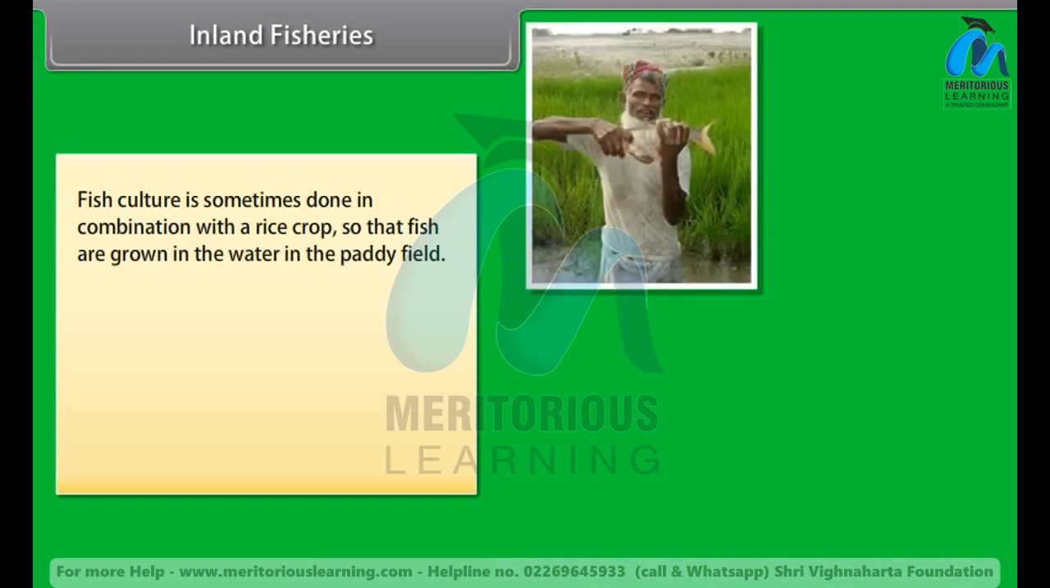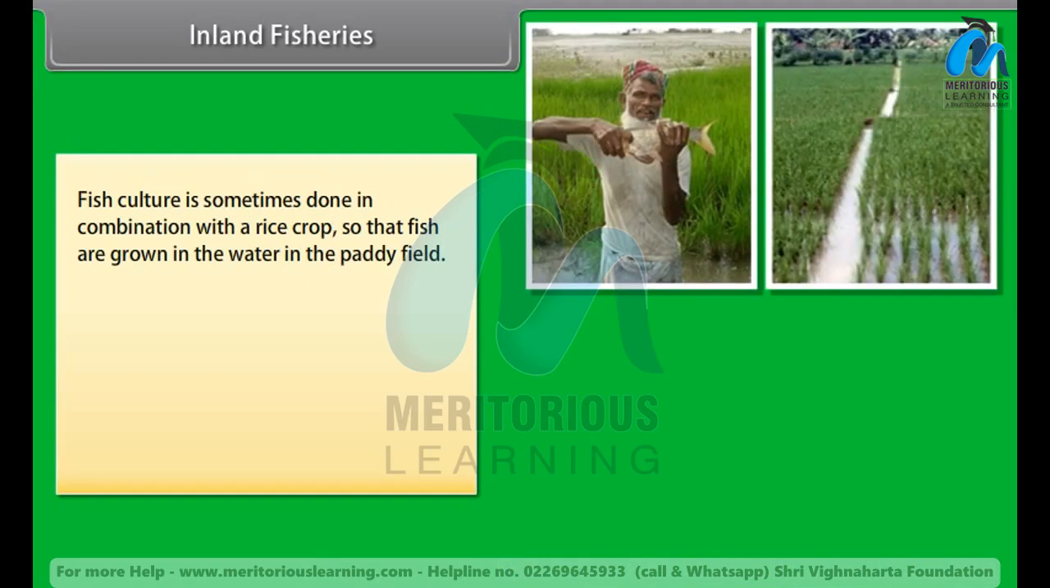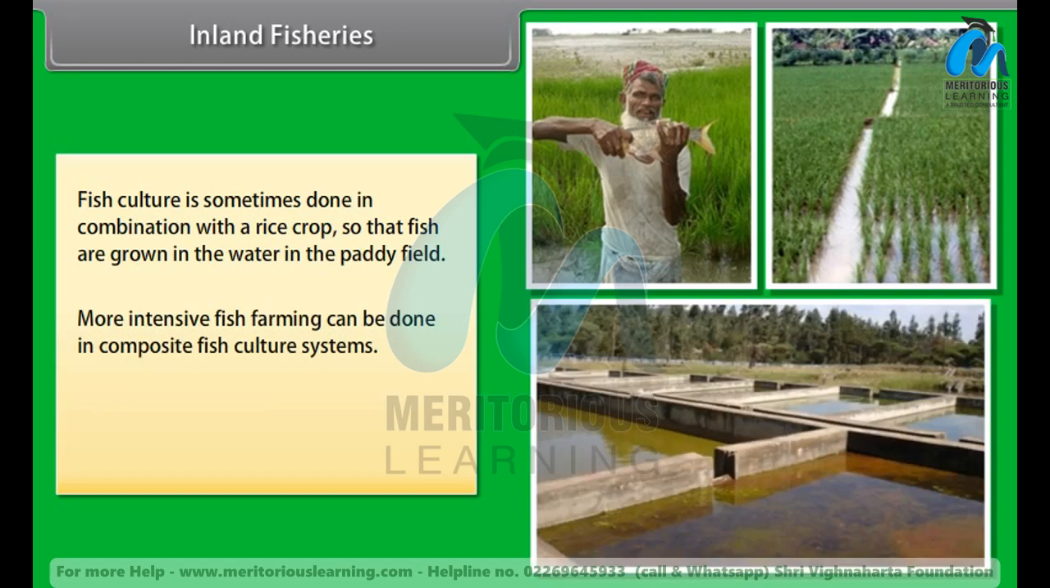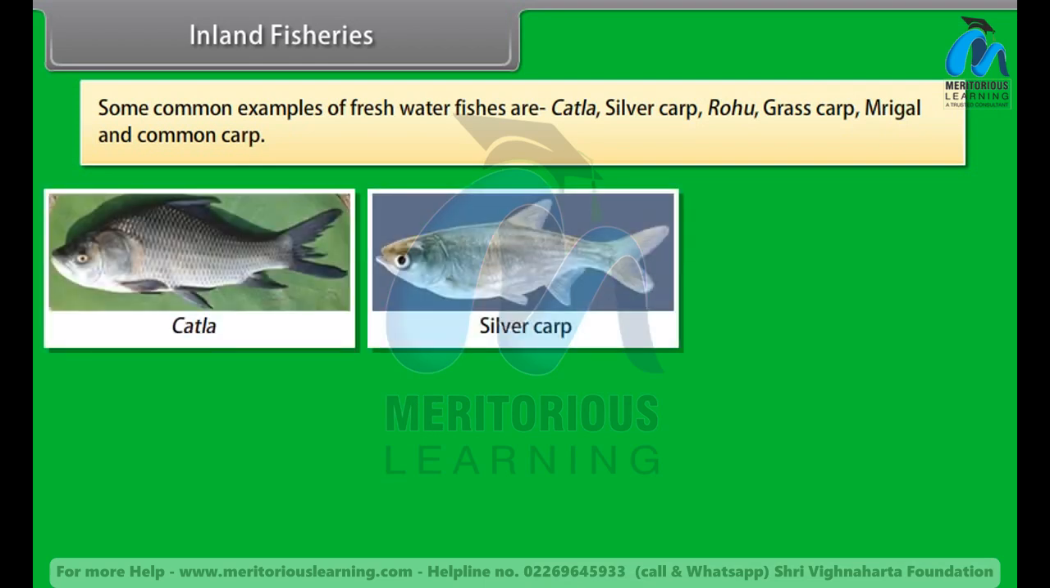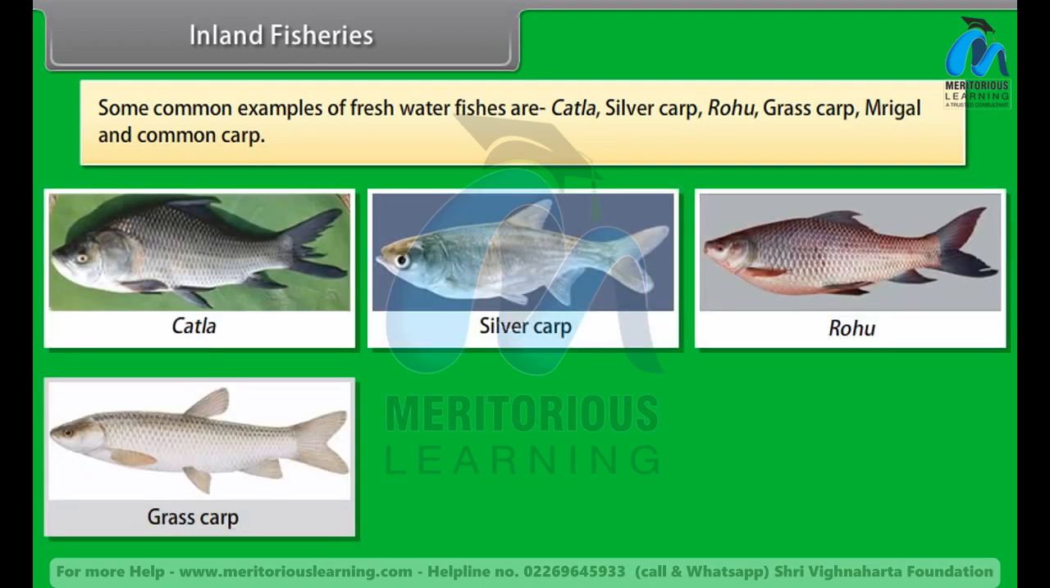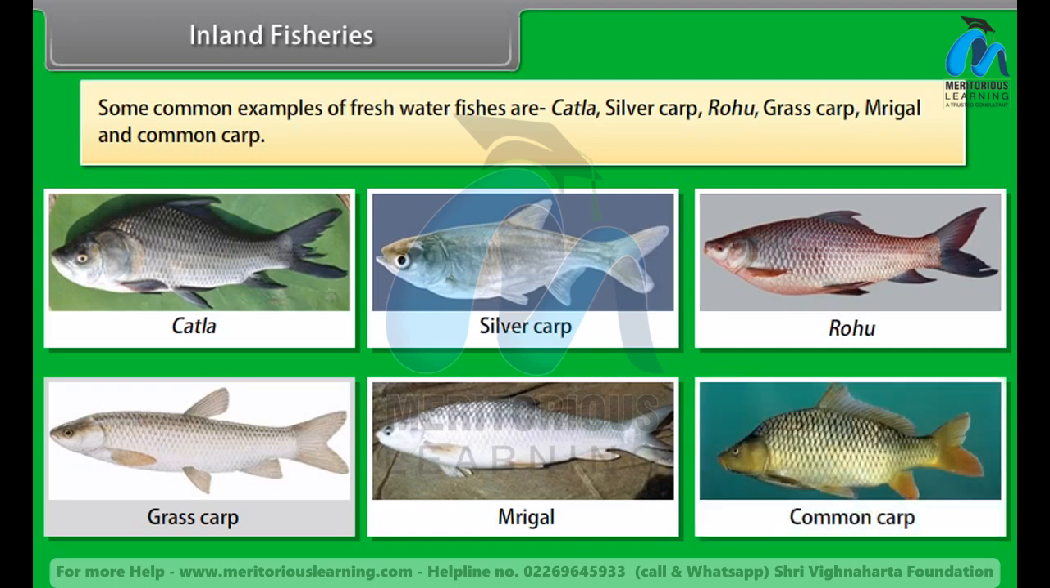Fish culture is sometimes done in combination with a rice crop so that fish are grown in the water in the paddy field. More intensive fish farming can be done in composite fish culture systems. Both local and imported fish species are used in such systems. Some common examples of fresh water fishes are katla, silver carp, rohu, grass carp, mrigal, and common carp.